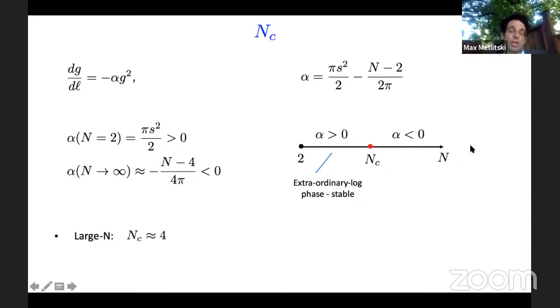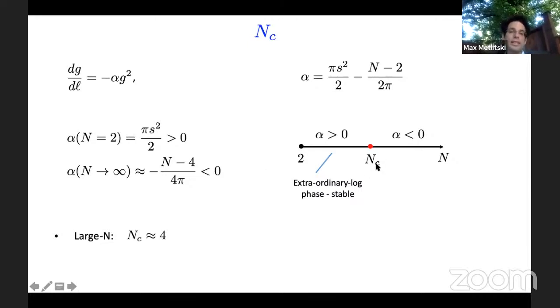So alpha has to change sign as we increase n from 2 to infinity, and I will assume in my talk that it changes sign just once at n equal to nc. For n smaller than nc, we have a stable extraordinary log phase in the infrared. For n greater than nc, we don't know yet what happens. We will discuss in a second.